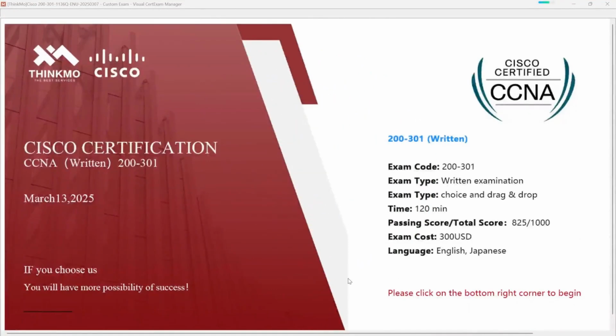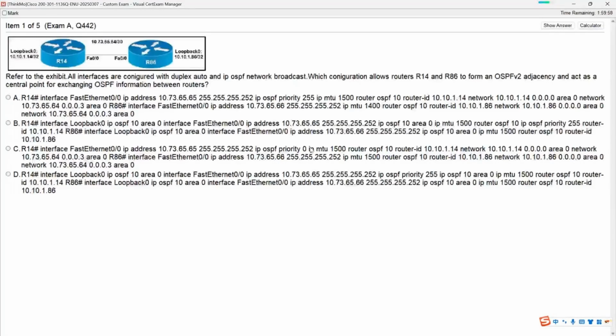Hello everyone, today I'm going to explain 5 technical questions from the CCNA exam. Let's start with the first question. Well, this one is actually a pretty tricky configuration.